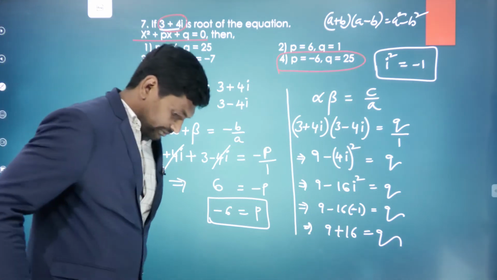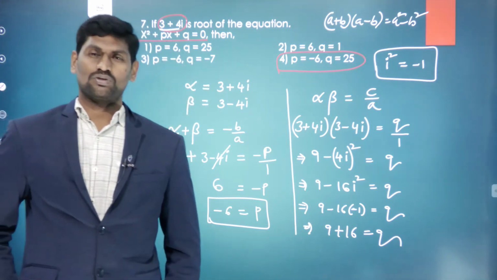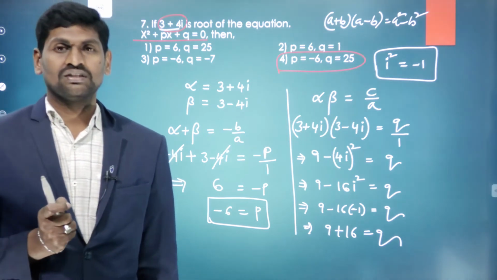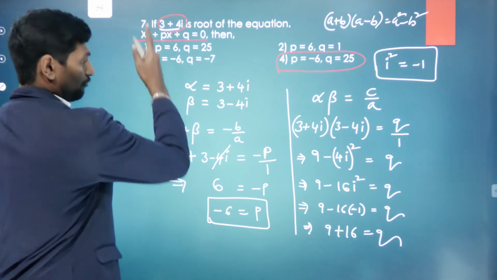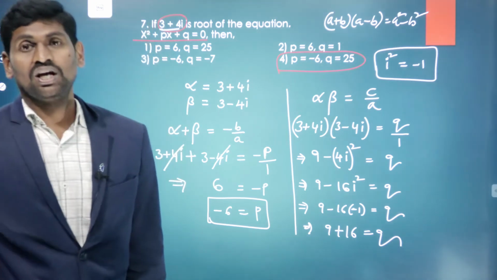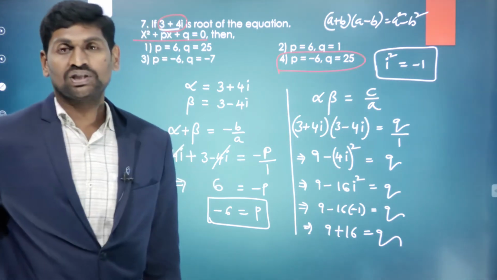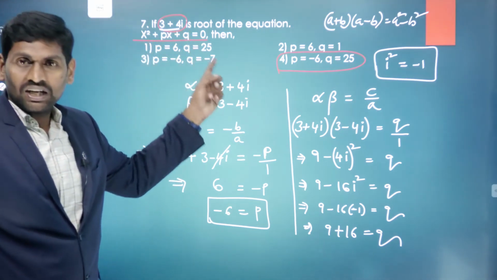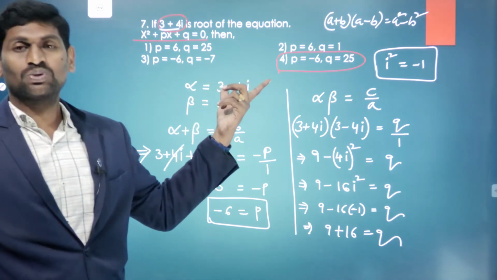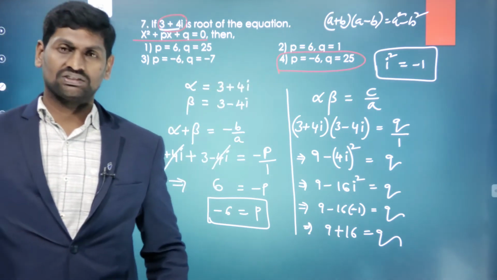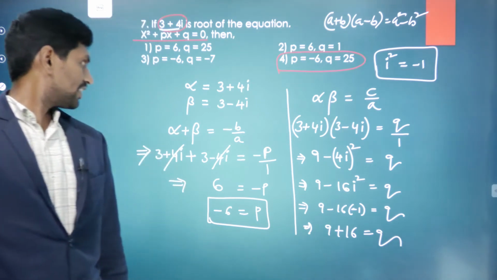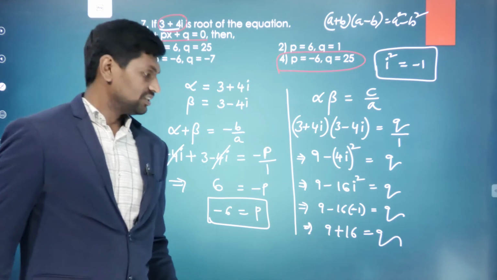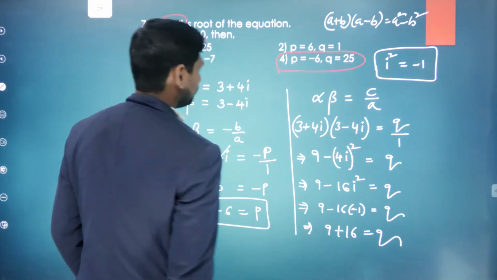So here one point you should remember, children. Whenever you see a quadratic equation whose root is in the form of a complex number, obviously the second root also will be in the form of a complex number. And if 3 plus 4i is a complex root, its other root also is in the form 3 minus 4i. Just remember that. Please note it. So q value is 25 here.